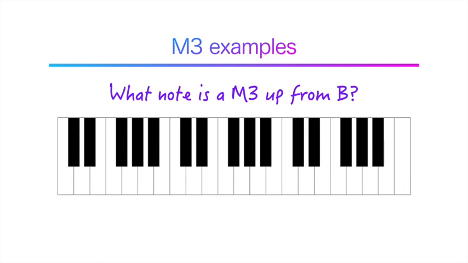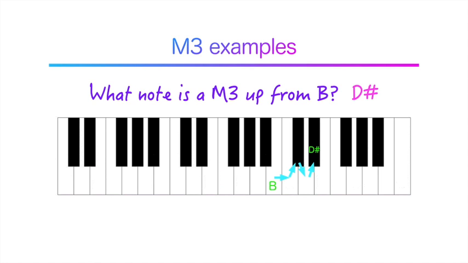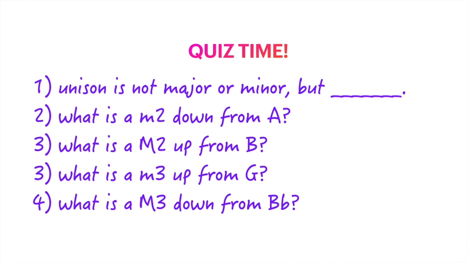What note is a major third up from B? The answer is D sharp. 2 whole steps up from B is D sharp. And again, not E flat, D sharp in this case. I know it's the same sound, but we have to know when the appropriate name should be used.